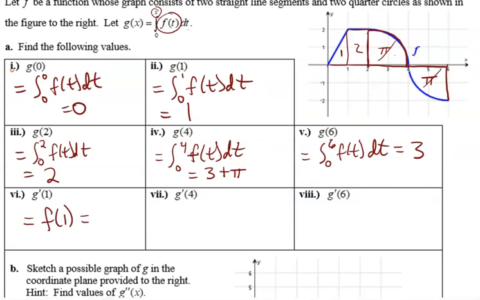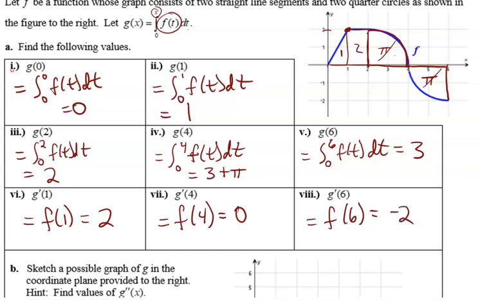And f of 1 is 2. So again, the value of this function that we're looking at, which at x equals 1 happens to be 2, is the same as the rate of change of the accumulation, okay? And then g prime of 4 is equal to f of 4, which from our graph is 0. And then for g prime of 6, that's going to be equal to f of 6, which is -2, okay?